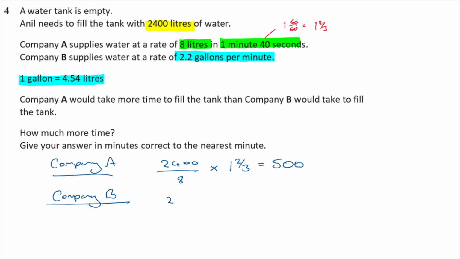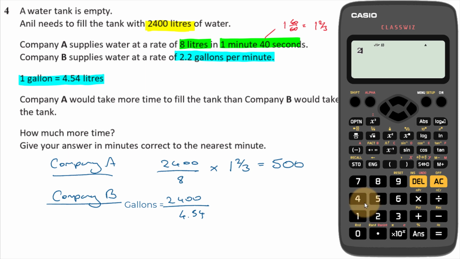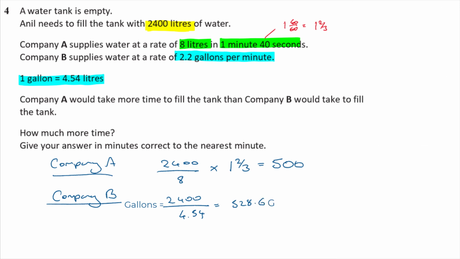So if we take 2,400 and we divide it by 4.54, that will tell me how many gallons I've got. I think I'm going to do that first. So 2,400 divided by 4.54 comes to 528.6 gallons. Okay, now I'm going to leave that value on my calculator, and then go on and do the second part of the calculation.